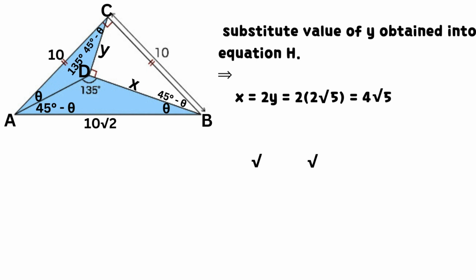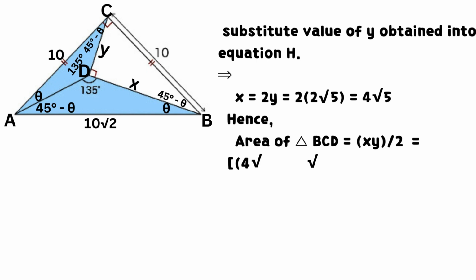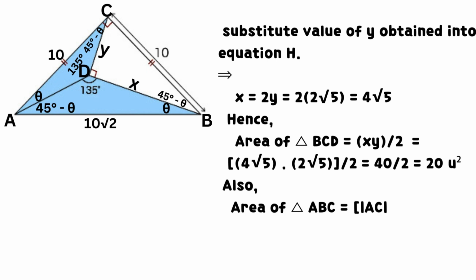Substitute the value of y obtained into equation H. It implies that x equals 2 times y, which equals 2 times the product of 2 and the square root of 5. The result equals 4 times the square root of 5. Hence, area of triangle BCD equals half the product of x and y, which equals half of 40. The result equals 20 square units.